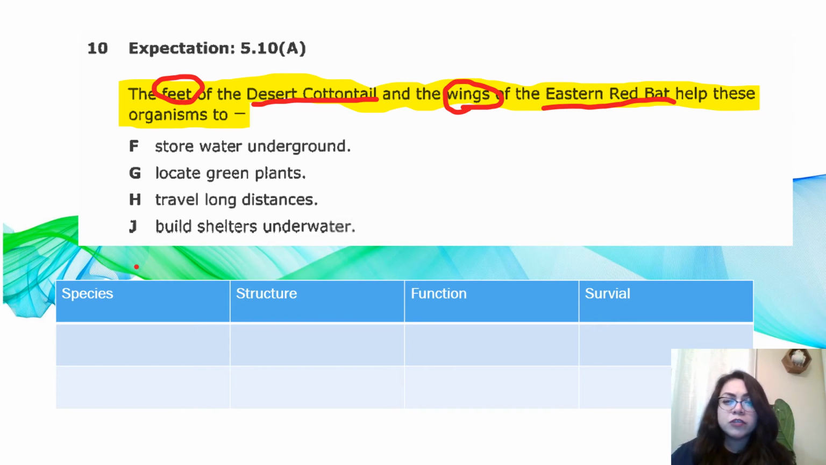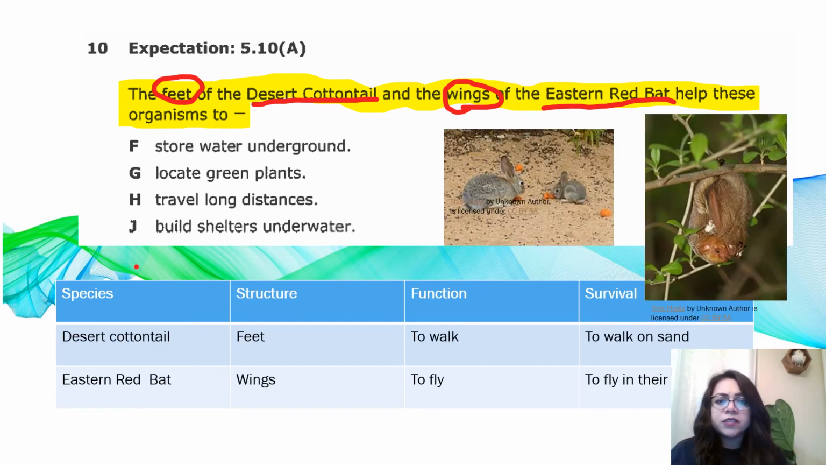Well, in order for me to see those differences, I need to record it in my chart. Under species, I'm going to write down the type of animal. The desert cottontail. The structure that is mentioned here is the feet. The function of the feet is to walk. And how does it help it survive? By walking, they can find their food, they can escape from other animals that want to eat them, they can go ahead and find water. The function of the feet is to help them walk in their environment.